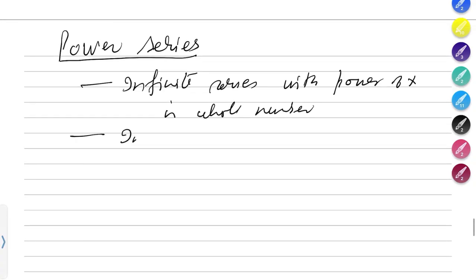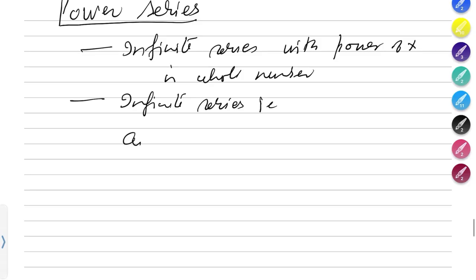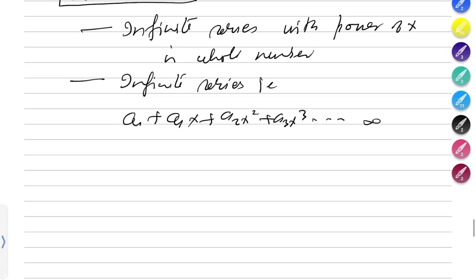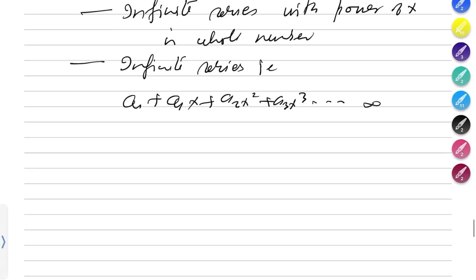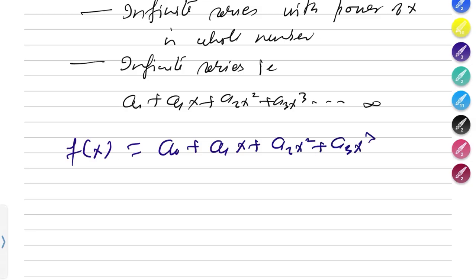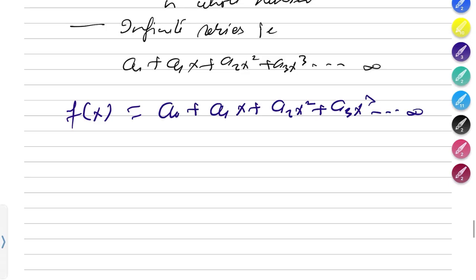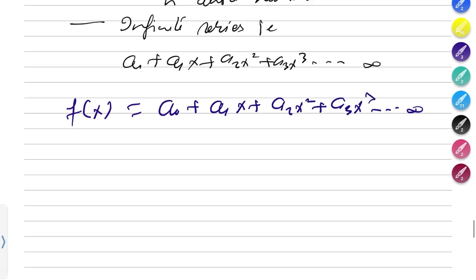So infinite series means we have a naught plus a1x plus a2x square plus a3x cube, and it goes up to infinite. One interesting thing is that any function can be written in terms of the power series. But this is not valid for all functions. There is some condition involved.